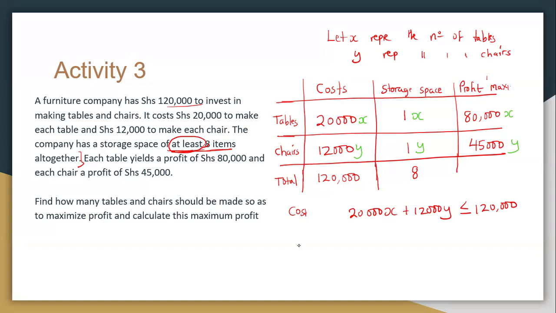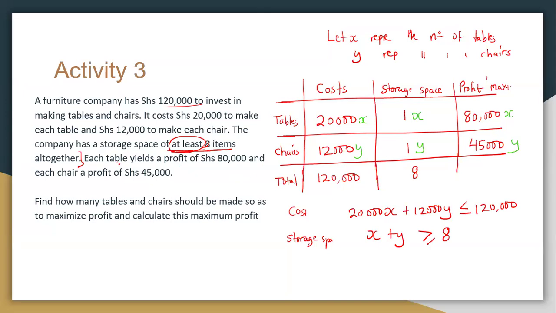So I'm going to come here and say storage space. For storage space, I'll say X plus Y must be greater than or equal to 8 items. Yes. So here I'm ignoring the 1 because it is just a coefficient. So you can ignore it. There's no need. Now, those are the 2 equations.